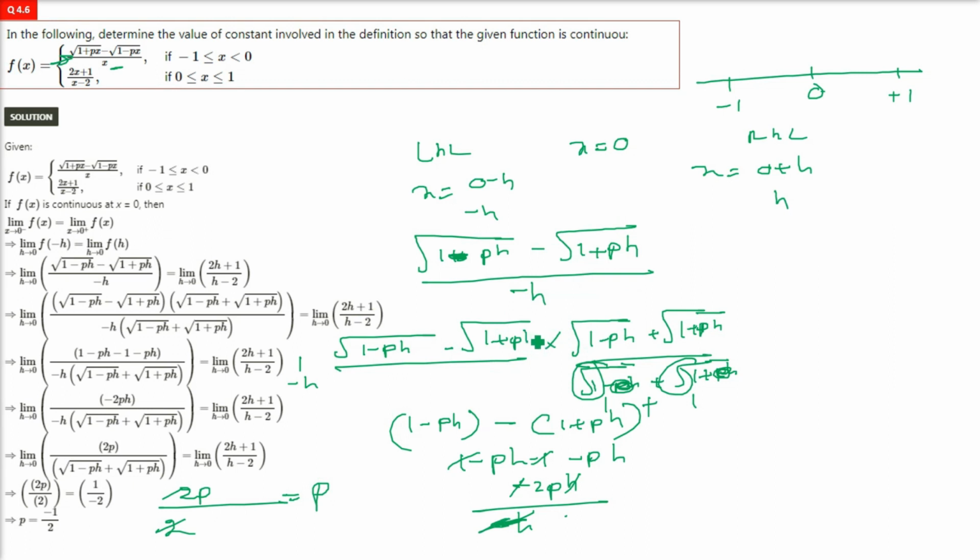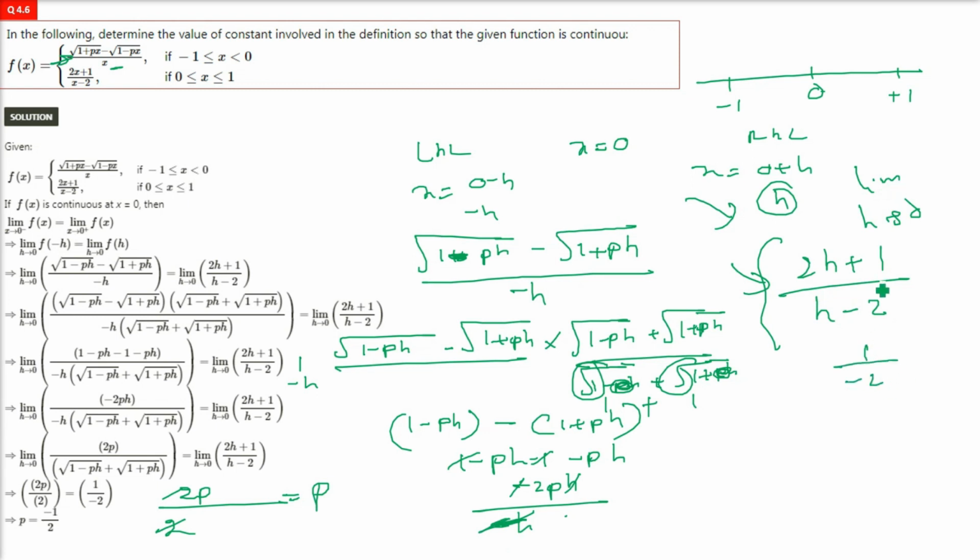Coming to the right hand limit. So we rationalized the left one. This is the only thing which will take some time. Right hand side, it is 2x plus 1 by x minus 2. Just put h in place of x and just replace h by 0, applying the limit h tends to 0. This you have to write, okay? I'm just not writing it, just to save some time. So 1 by minus 2 you will get. Now you equate p with minus 1 by 2 because it is continuous. So left hand limit should be equal to right hand limit. So p is equal to negative 1 by 2, and that is your answer. This is your final answer.